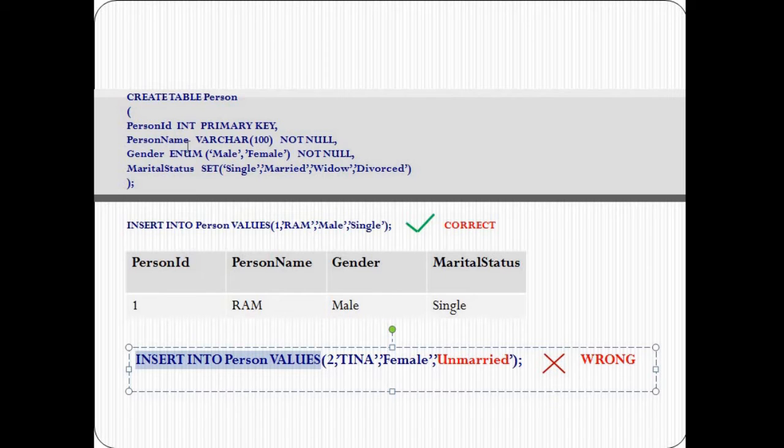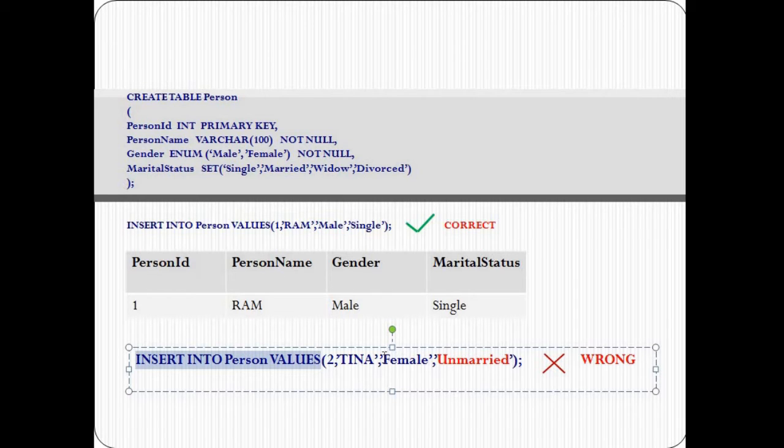As Tina consists of a group of characters, the varchar data type for the column person name will accept that. Then look at the third entry, female. This entry is for the gender column. Again, this gender column has been imposed the enum constraint, which I have already discussed, and it has a domain consisting of only these two values, that is male and female.